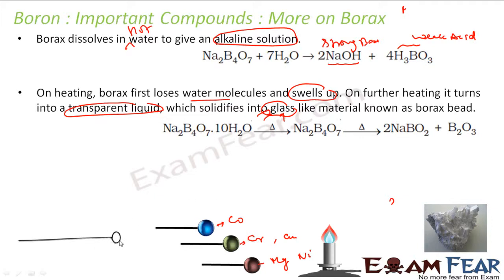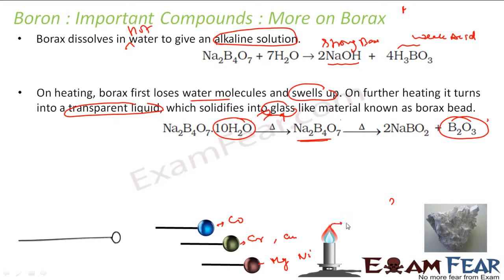And then we take some borax, and when you heat this, the water molecules go off, and it becomes Na2B4O7, right? When you further heat this, it solidifies into a glass-like shape. And this B2O3, when it reacts with the various metals, gives different colors in the oxidizing and reducing flame.